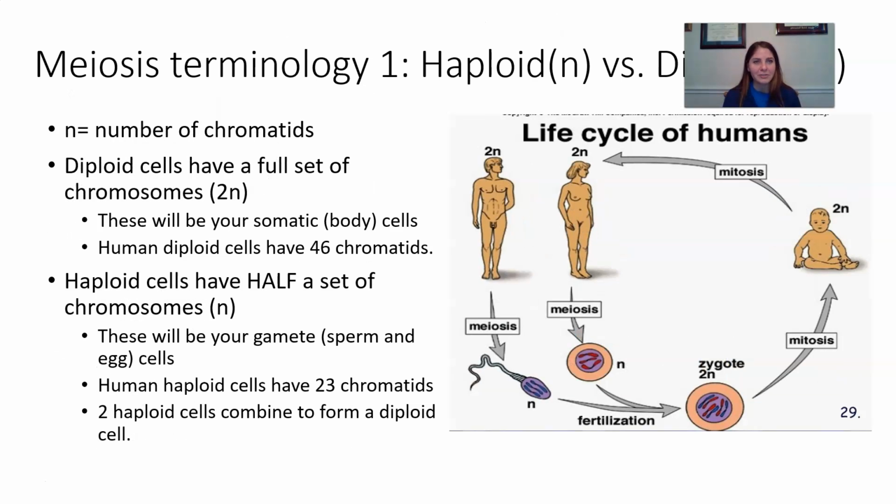So going over some meiosis terminology, like I said in the previous slide, we have haploid and diploid. Haploid means half, or half the number of chromosomes. In a diploid organism, you have two sets of each chromosome. So N is going to refer to the number of chromatids. Diploid cells have a full set of chromosomes, or 2N.